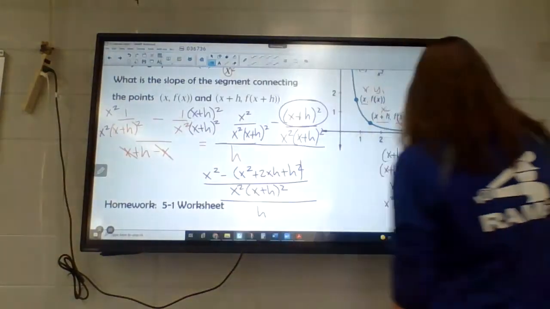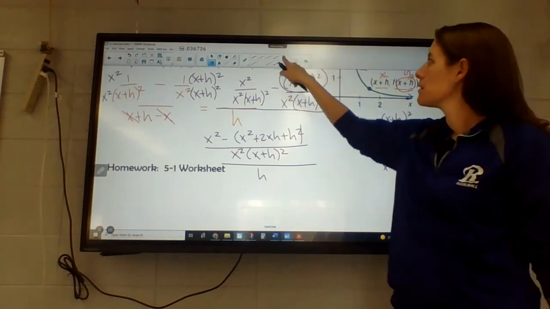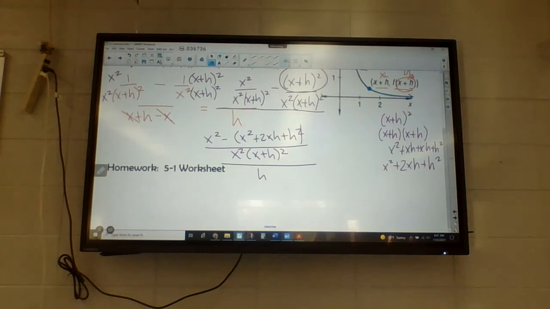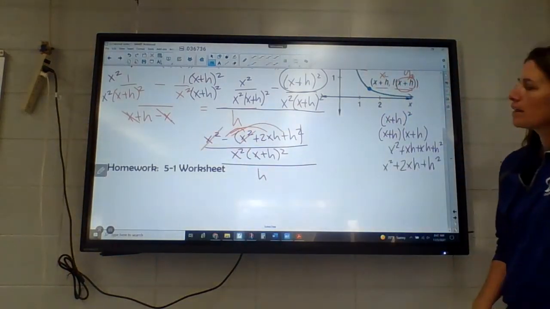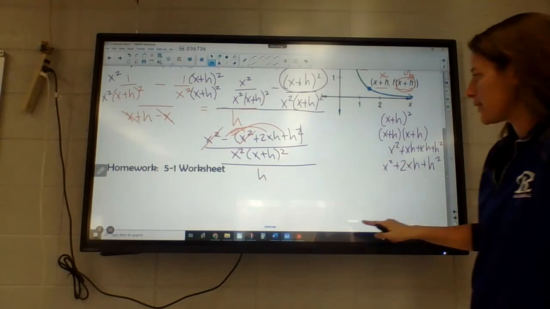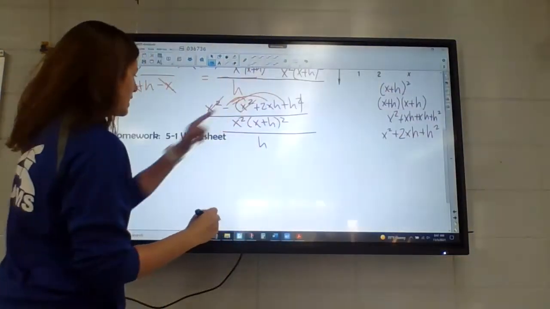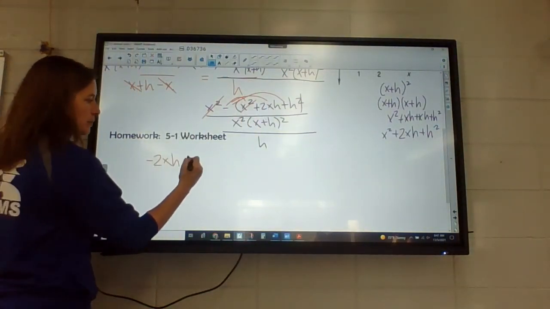Almost on a square. What do you guys notice? Anyone still there? What do you notice? The x squareds will cancel, right? So what I'll be left with up here is a minus 2xh, a minus h squared.